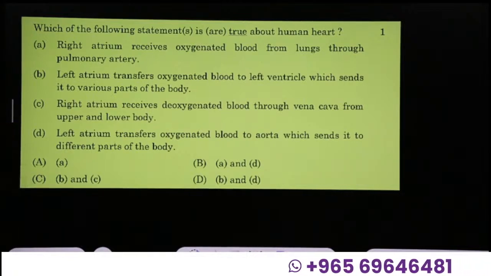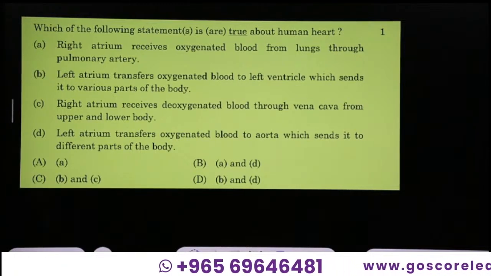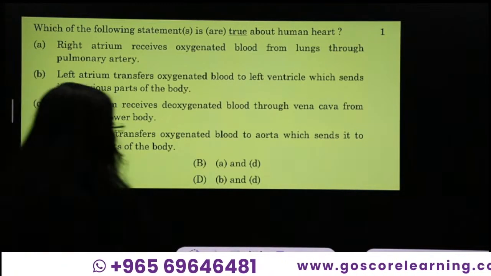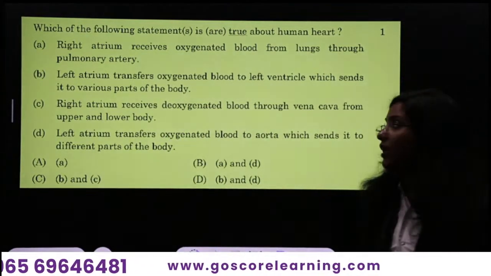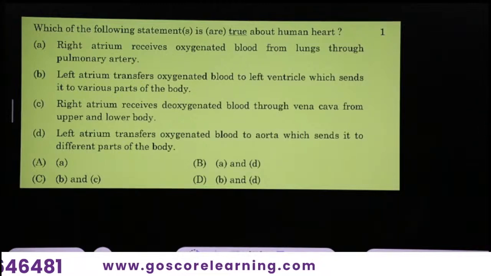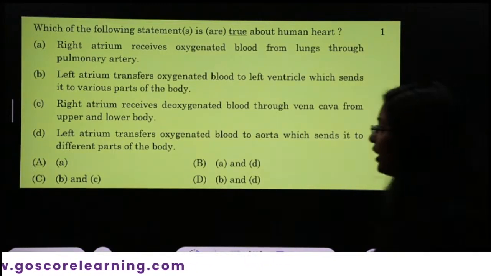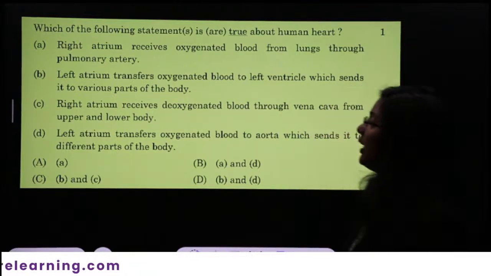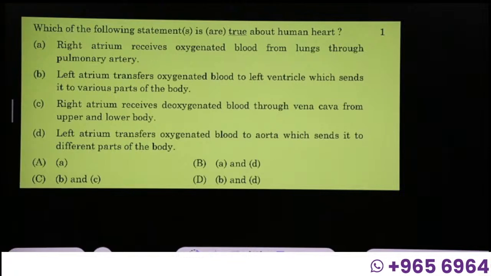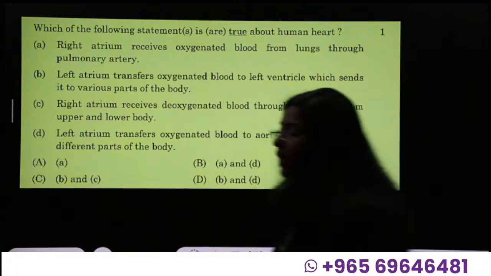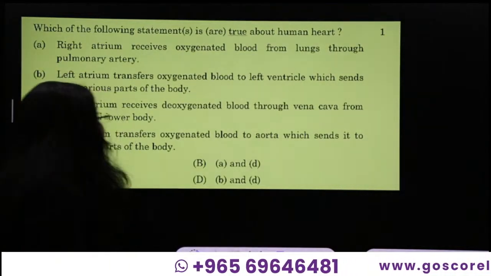Then B: left atrium transfers oxygenated blood to left ventricle, which sends it to various parts of the body. Then the next one, C: right atrium receives deoxygenated blood through vena cava from upper and lower body. Then option D: left atrium transfers oxygenated blood to aorta, which sends it to different parts of the body. So what is the answer here? After reading the question, you can give the answer.